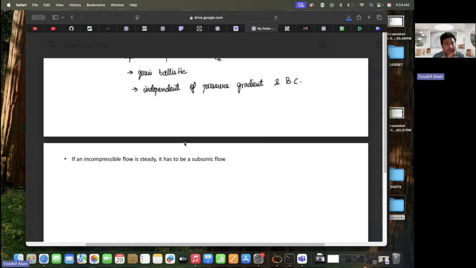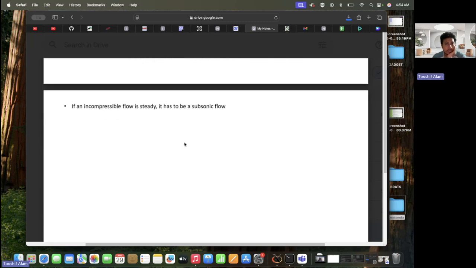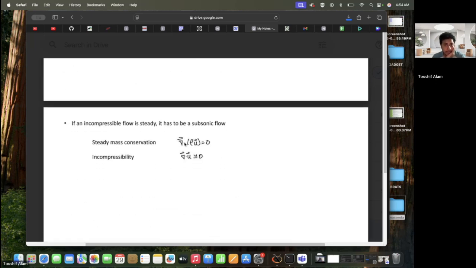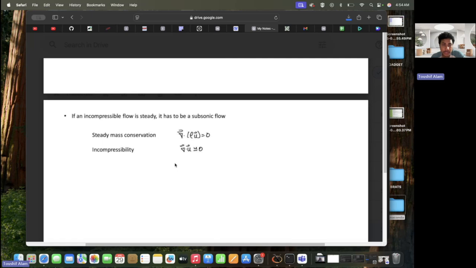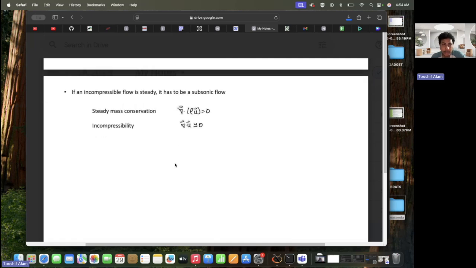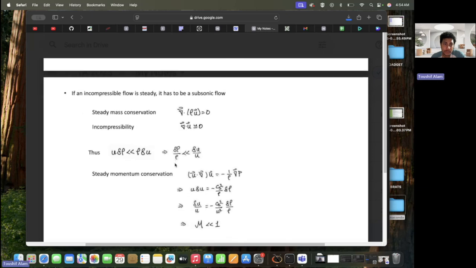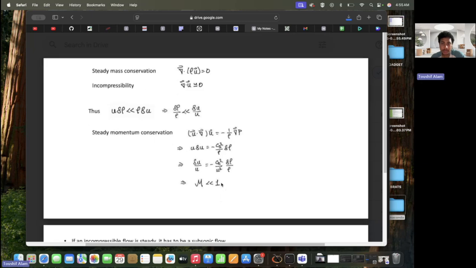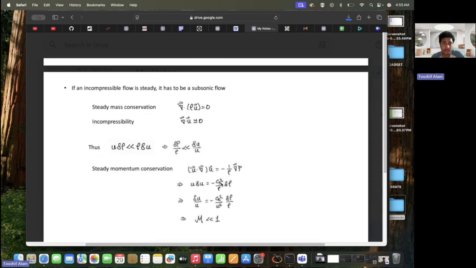If an incompressible fluid is steady, it has to be a subsonic flow. Steady mass conservation: del dot rho u is 0, and incompressible, del dot u approximately 0. Thus u del rho is much less than rho del u, so delta rho by rho is much less than delta u by u. Steady momentum conservation becomes u dot grad u is equal to minus grad P by rho. So u delta u is equal to minus Cs squared by rho delta rho. So then the Mach number is much less than 1.